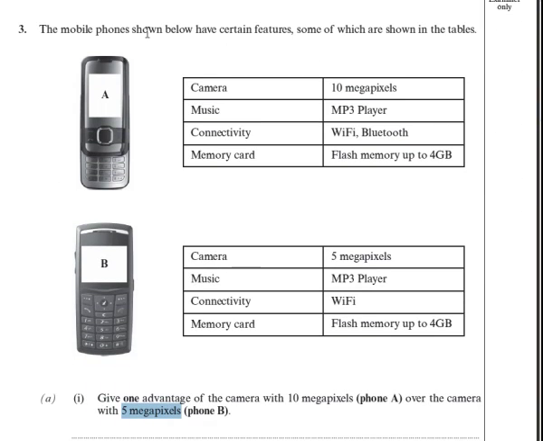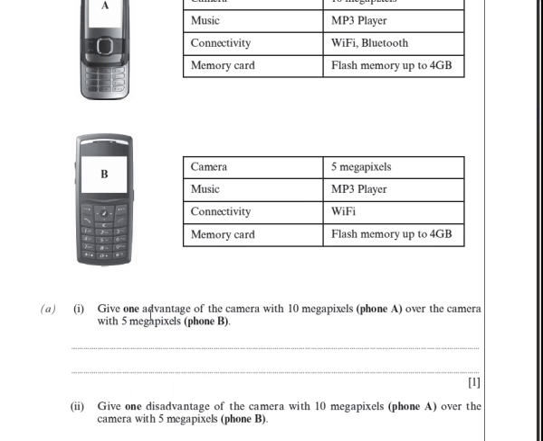Question 3. The mobile phones shown below have certain features, some of which are shown in the tables. Phone A, you can see it's got a 10 megapixel camera, it's got an MP3 player for playing music, it's got Wi-Fi and Bluetooth connectivity, and it's got a 4 GB flash memory card. Camera B has got a 5 megapixel camera, it's got an MP3 player, it's got Wi-Fi connectivity, and it's got a 4 GB memory card.